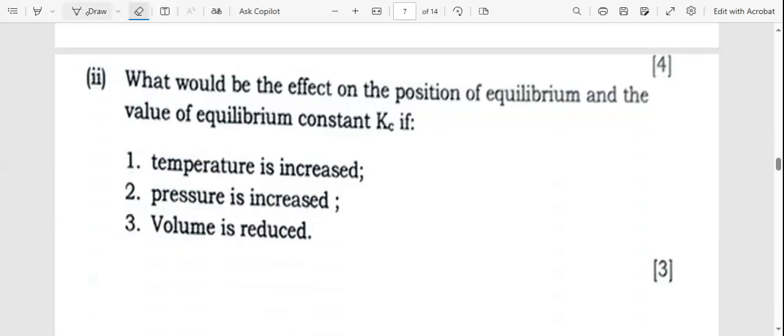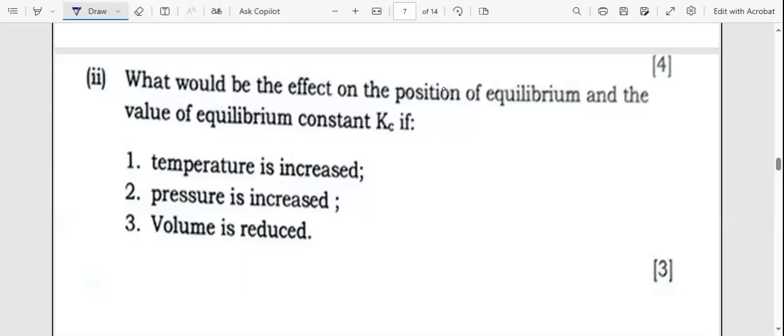Let me see this one. What would be the effect of temperature on the position of equilibrium and the value of the equilibrium constant Kc? When you increase the temperature, suppose we have A plus B forming C plus D. At equilibrium, product forming is equal to reactant forming. So a temperature is increased. Once the temperature is increased in the vessel, in the test tube, it means more product will be formed, right? Yes.